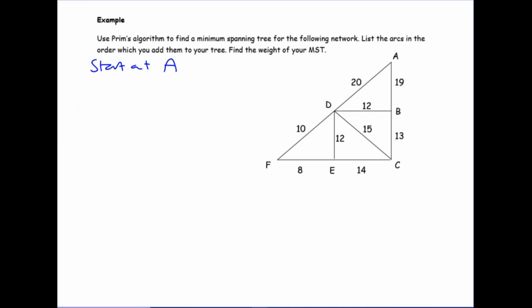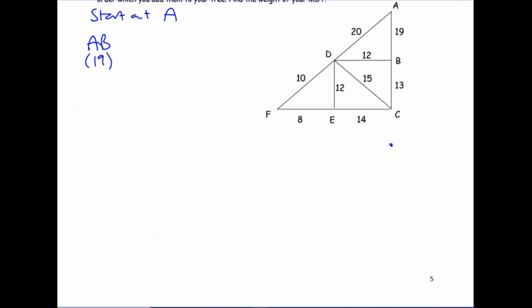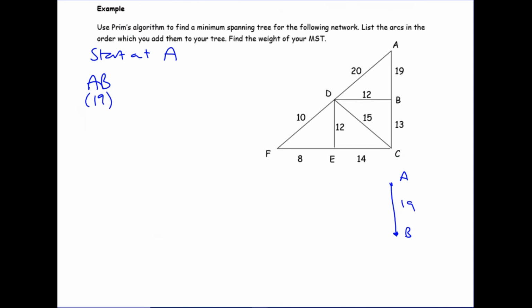So I'm starting at point A. I'm just looking at the arcs that are connected up to A, which is A to D, which is 20, and A to B, which is 19. I add on the shortest out of those two, so I'm going to add on A to B first. You've got space underneath, so I'm going to build this up as I go along. Got point A here, and I'm joining it up to point B. It'll usually say list the arcs in the order which you add them to your tree, which is what I'm doing here. So I'm doing A, B first.